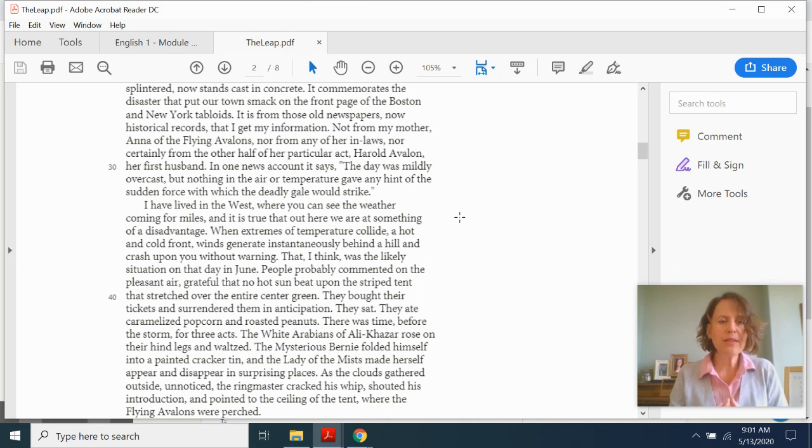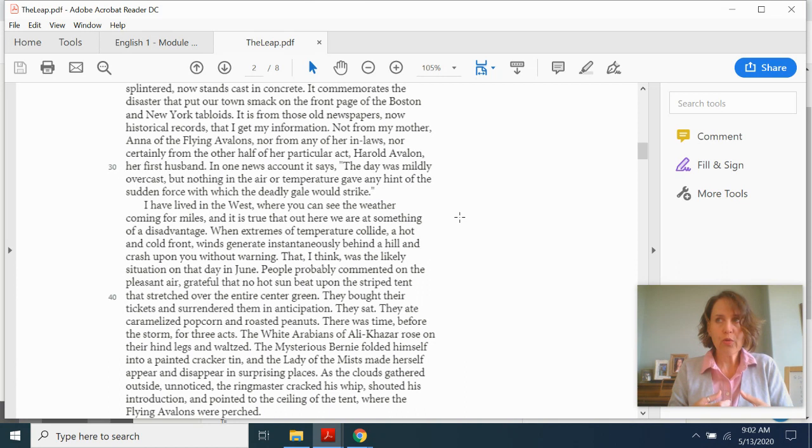People probably commented on the pleasant air, grateful that no hot sun beat upon the striped tent that stretched over the entire center green. So we have this tension being built here, this conflict, I would say. Well, there's more than one going on, but we have man versus nature a little bit. Think about the weather. Even in Montana, think about when you watch those clouds come over from the west, or you watch a thunderstorm roll in through the valley. There's a sense of maybe something ominous might be happening.